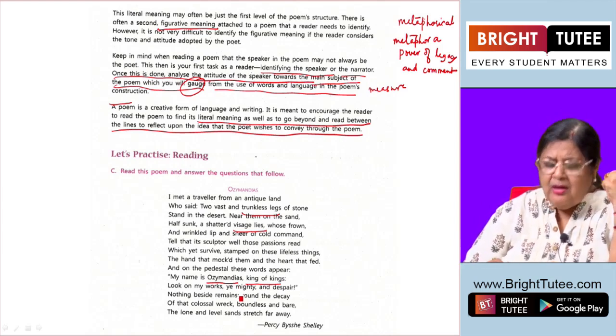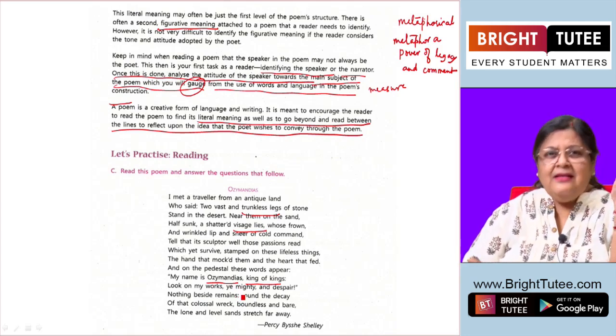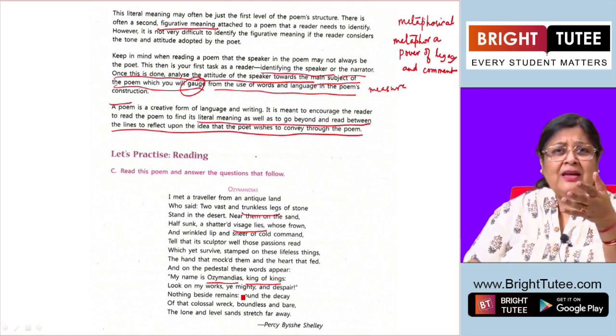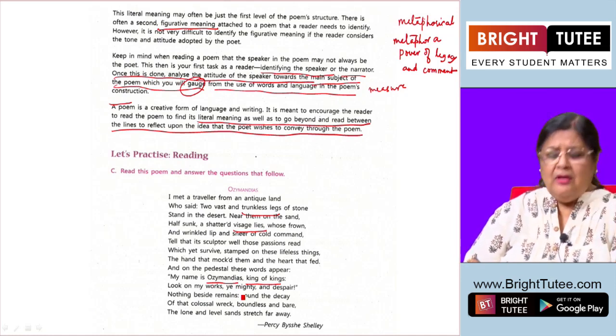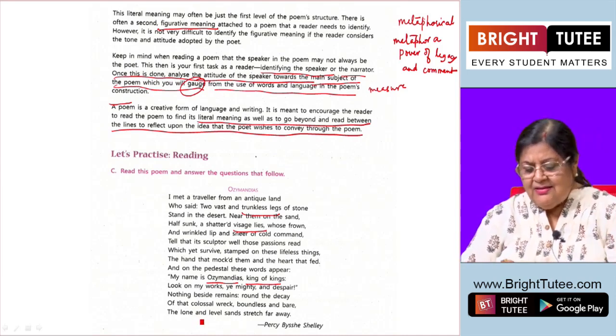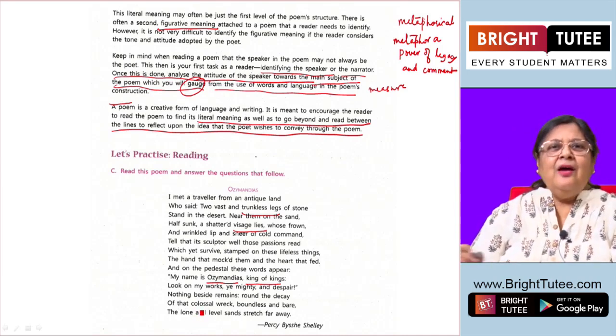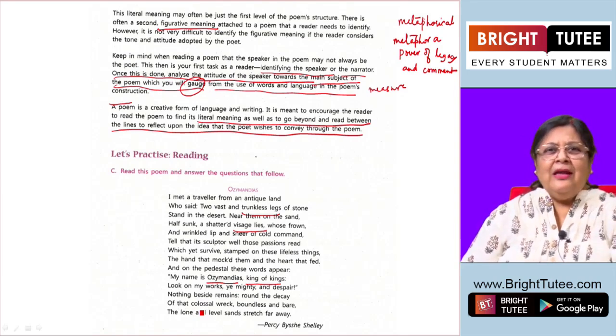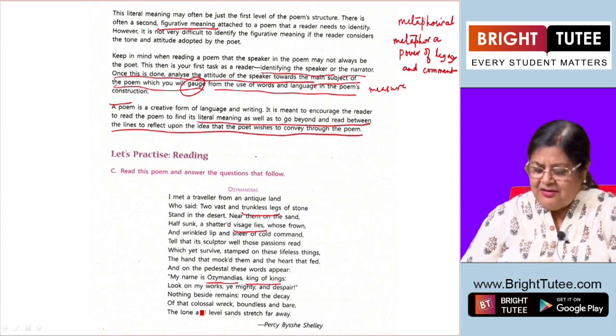"Look on my works, ye Mighty, and despair!" He is so proud that he tells people to look at his work, mighty ones, and despair. "Nothing beside remains. Round the decay" Now nothing has remained. Everything has gone, everything has decayed, everything is finished.